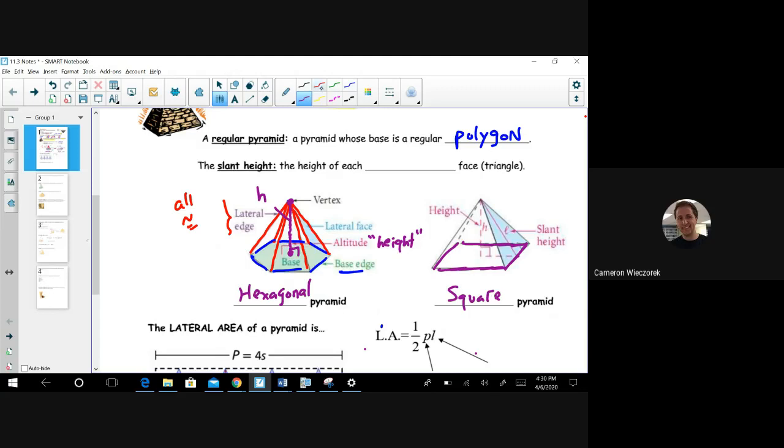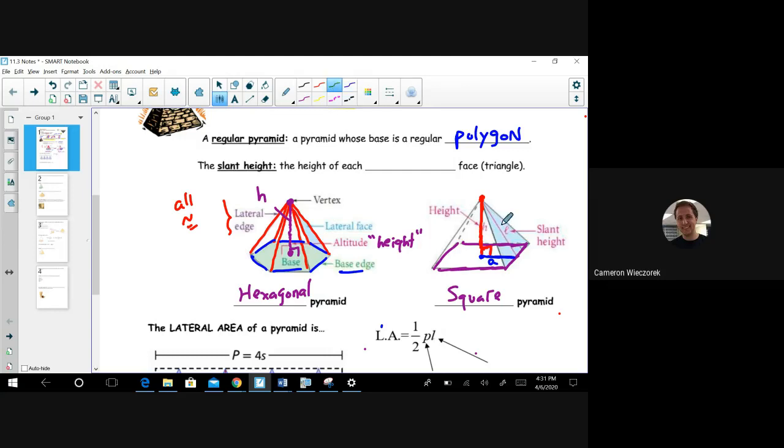And you'll notice that most of the pieces I have labeled are the same, but I introduce one new one. Here's my altitude in red. Goes from the vertex, forms a right angle with the base. This distance from the center to this midpoint of this base edge, okay, that's just the apothem of my square. I'm going to label that A for apothem.